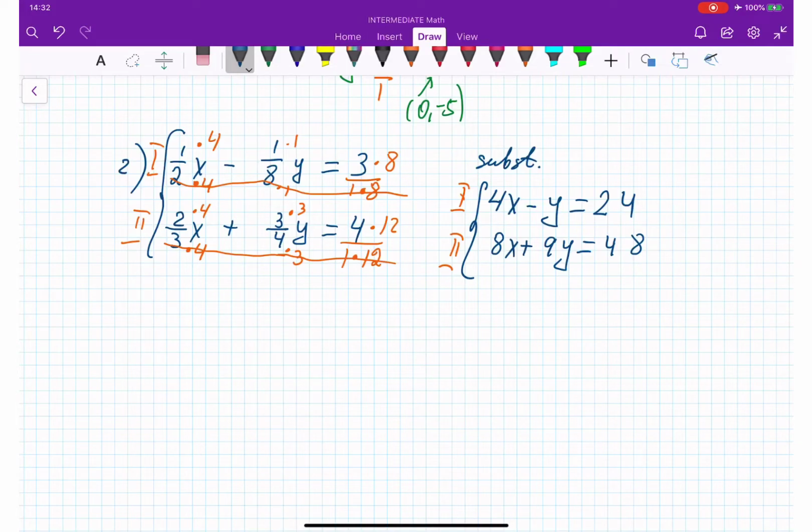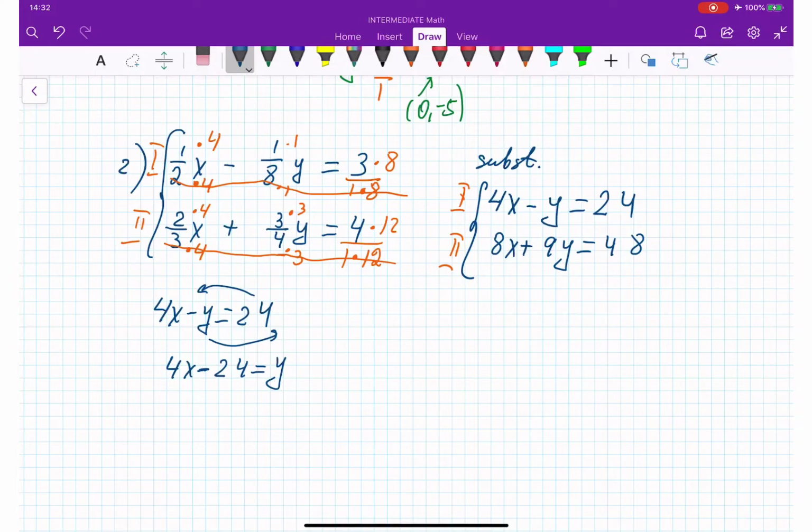4x minus y is equal to 24. Because y is negative, moving it here makes it positive, and 24 moving here becomes negative. So from here, I'm getting 4x minus 24 is equal to y.